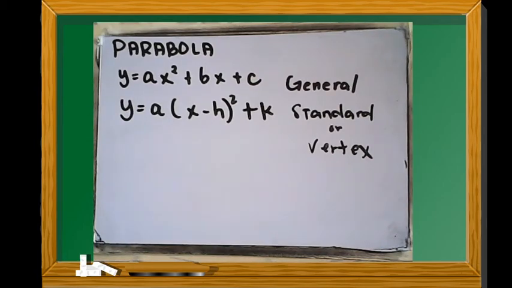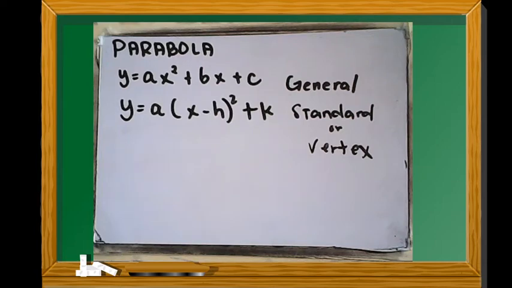If we say parabola, it is the set of all points in a plane that are equidistant from a fixed line called the directrix, and a fixed point of the plane known as the focus. But in this lesson, we are going to focus on how to transform an equation of a parabola from general form to standard form, and we will identify the vertex and the axis of symmetry of each parabola. So let's have an example.